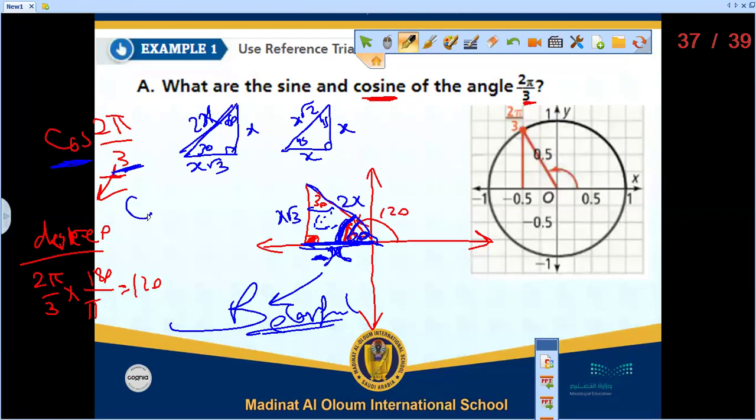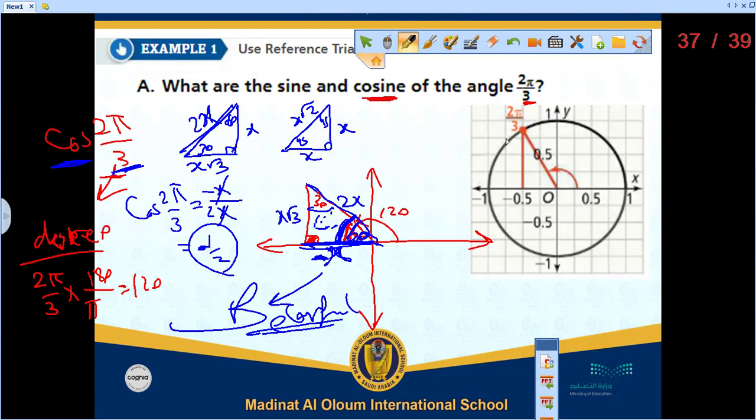Cosine of 2 pi over 3 equals adjacent, negative x over 2x. Cancel x with x, it means it's a negative half. You can make the triangle or get it by calculator directly. I accept.